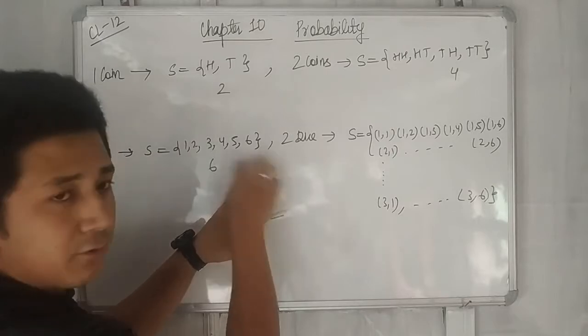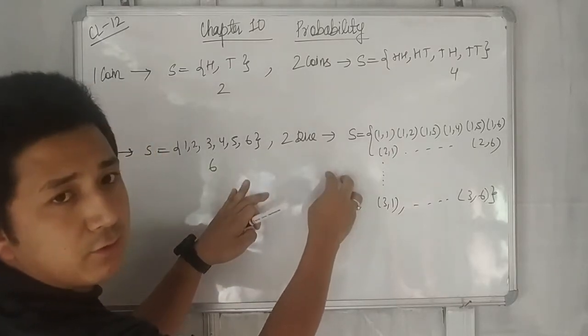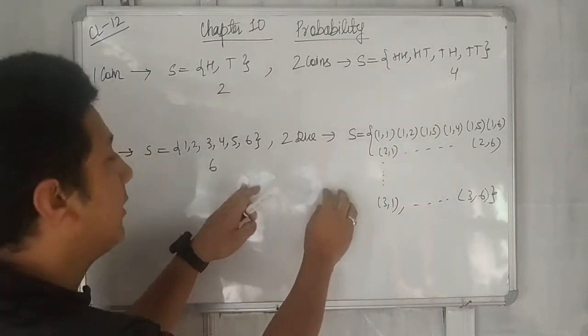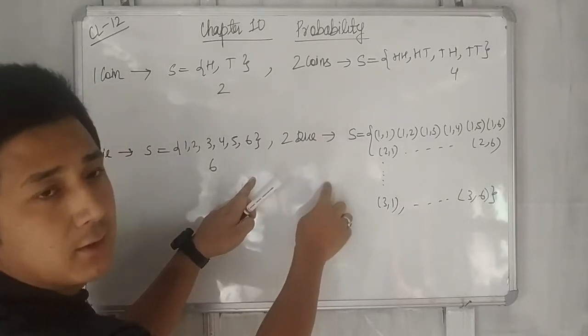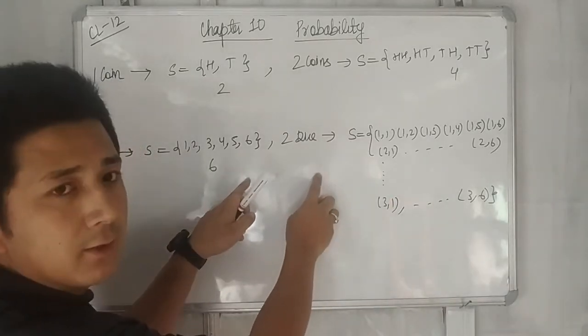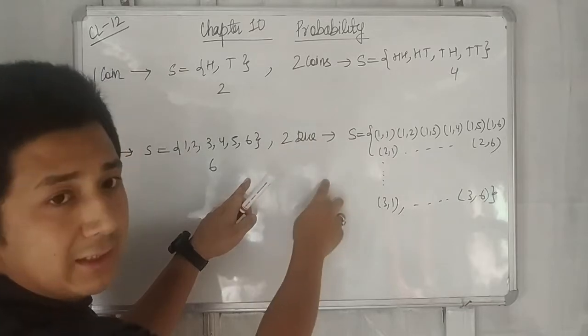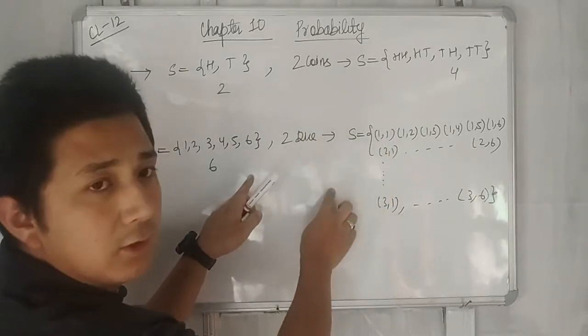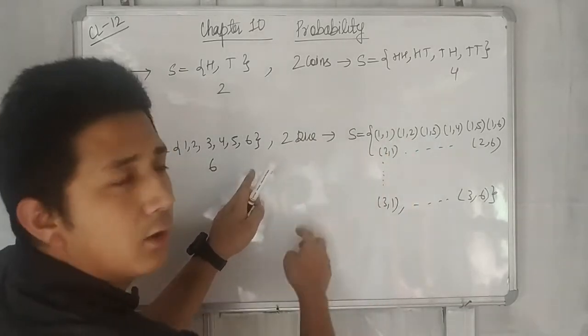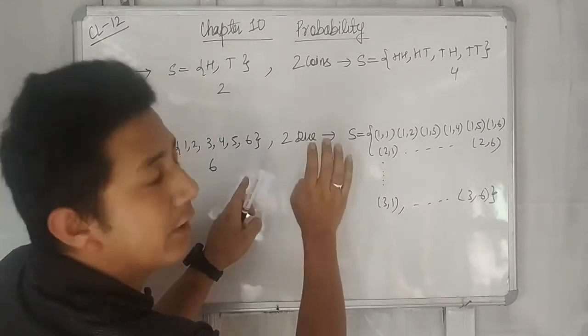This die has 1, 2, 3, 4, 5, 6. This die also has 1, 2, 3, 4, 5, 6. Now 1, 1 means 1 and 1. When you're rolling, you're getting 1, 1. Okay, but that's not the only case. You might also get 1, 2. You might also get 1, 3, 1, 4, 1, 5, 1, 6.